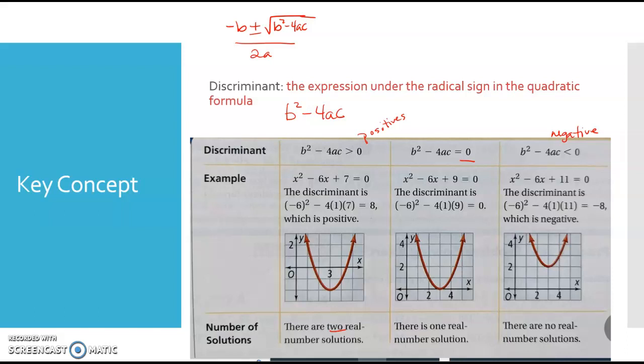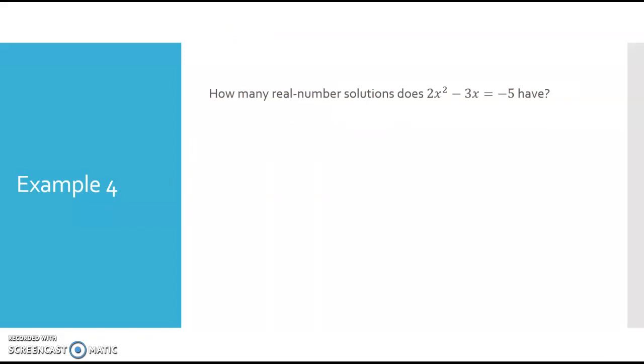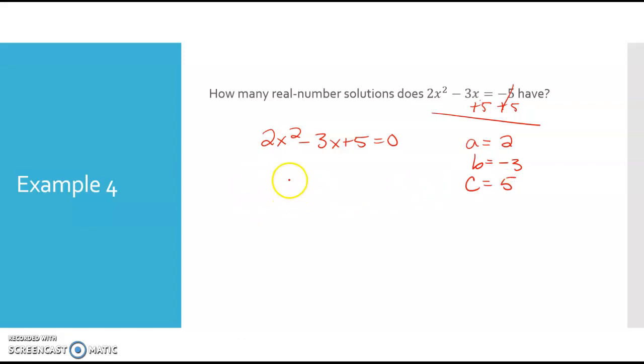Okay, so how do we use this? How many real number solutions does the following have? Well, in order to use it, we've got to put it equal to 0. So I've got to add the 5 to the other side, right? And so that will give us the equation 2x squared minus 3x plus 5 equals 0. From there, it's always your favorite, ABCs. So we have a 2, a negative 3, and a 5. And then I just plug in.